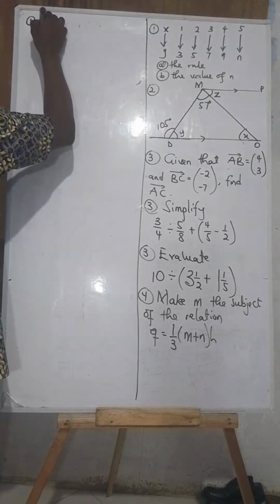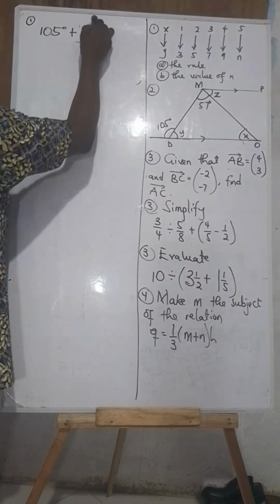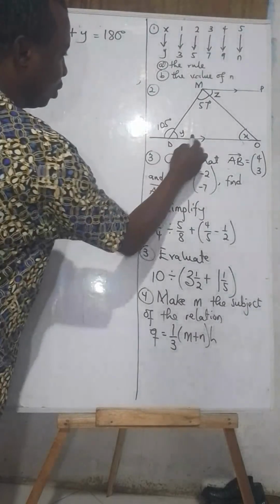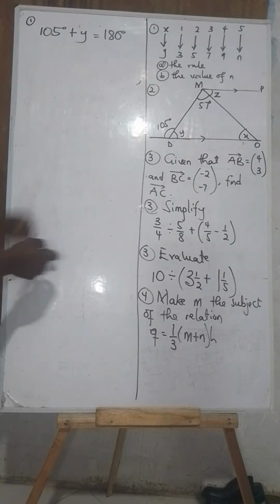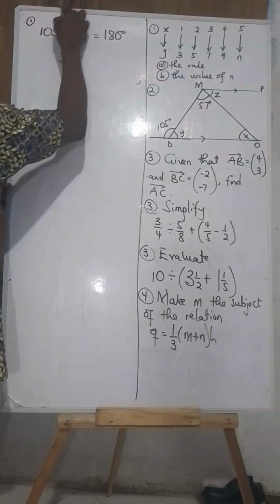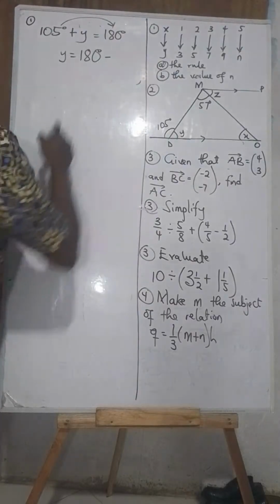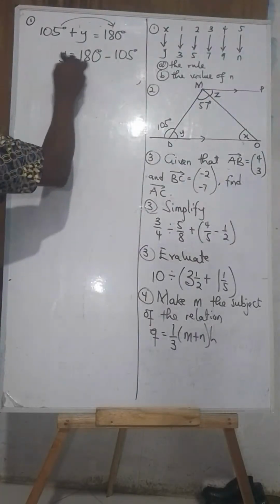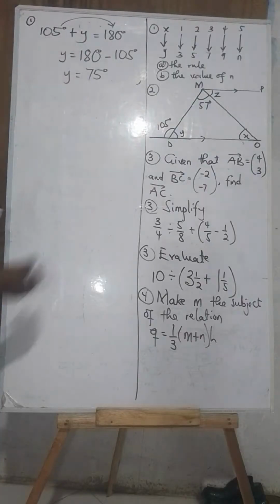So you have 105 degrees plus y equal to 180. Sum of angles on a straight line is 180, right? So from here it's very simple. For y, transfer the 105, so it becomes 180 minus 105 degrees. This will give us 75 degrees. This is very simple.